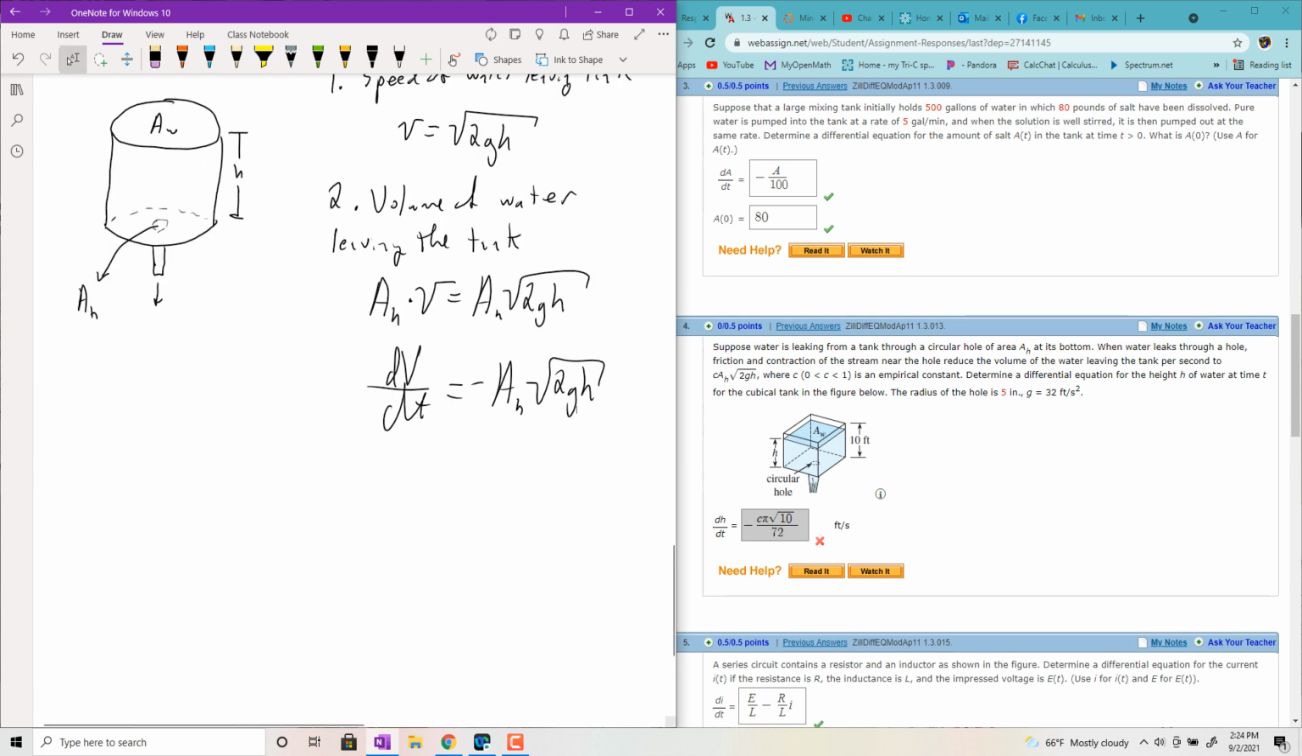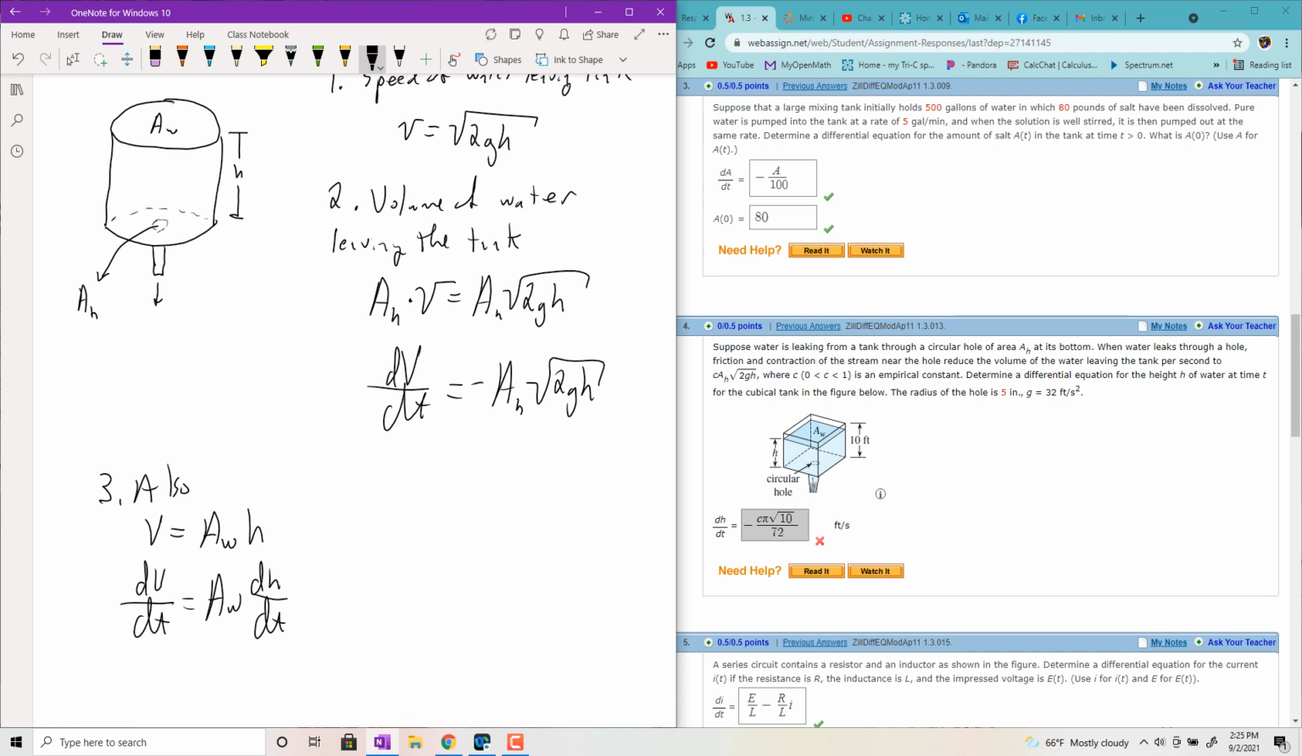Okay. And also we can note that the volume of stuff in the tank is equal to just the area of the top of the tank times the height of liquid in the tank. So you can take the derivative of this, both V and h are dependent on t, and you have another differential equation, dV with respect to t is equal to A sub W times the derivative of h with respect to t.